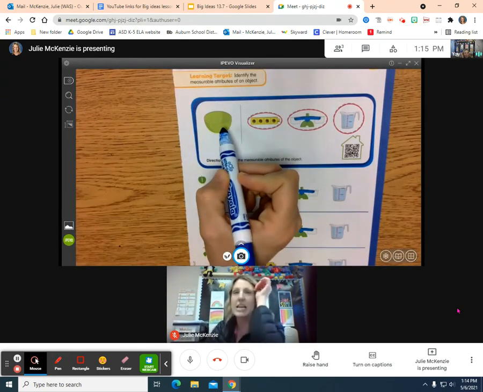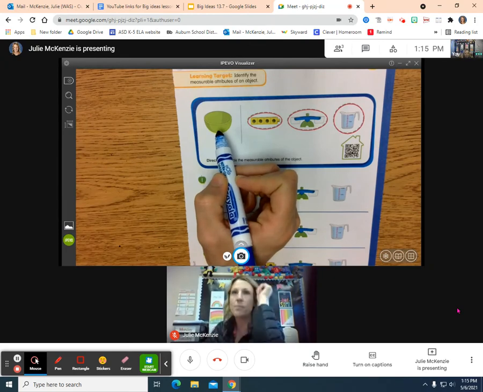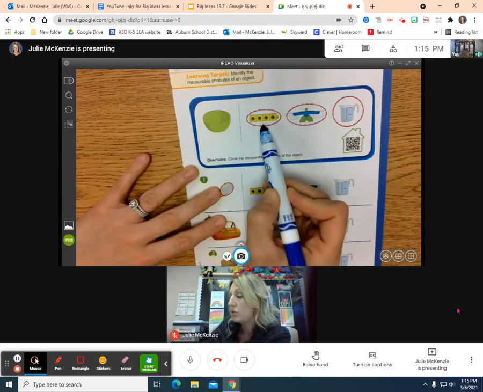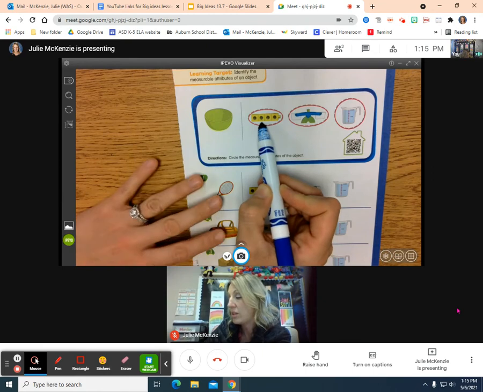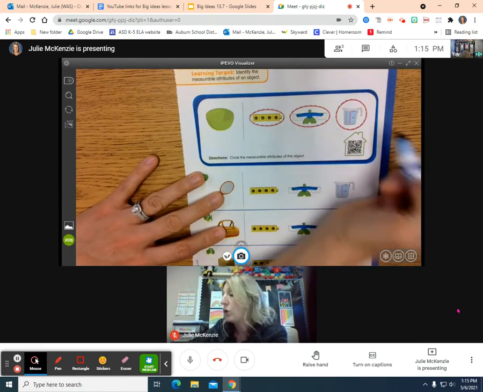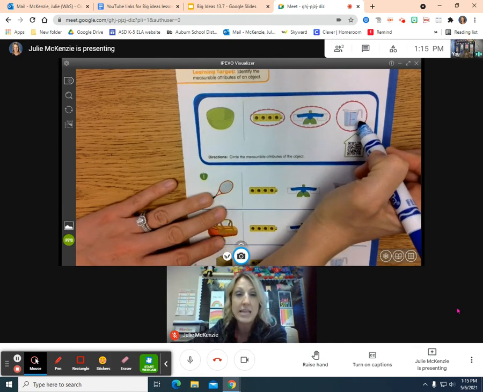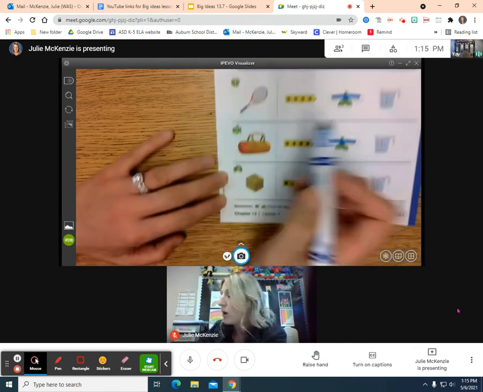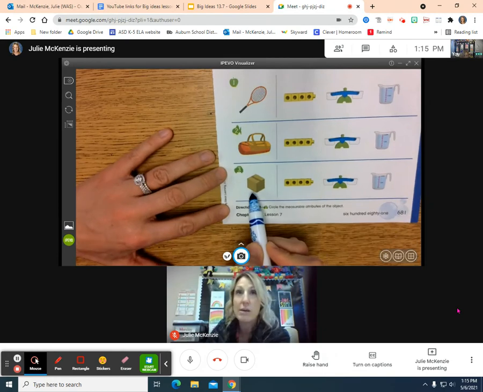This first one is done. So there was a green bowl, and they circled that you can measure the length or the height of the bowl. You can measure the weight of the bowl, and you could also measure the capacity of the bowl. Now I want you to do that for each of these three pictures.